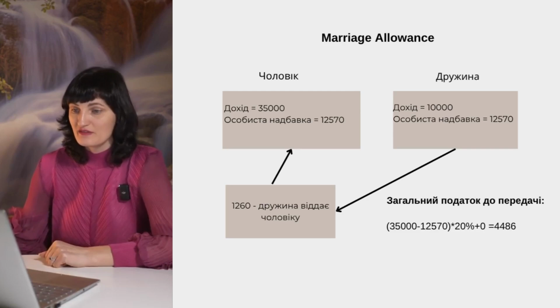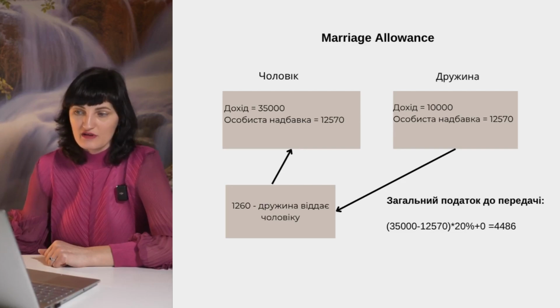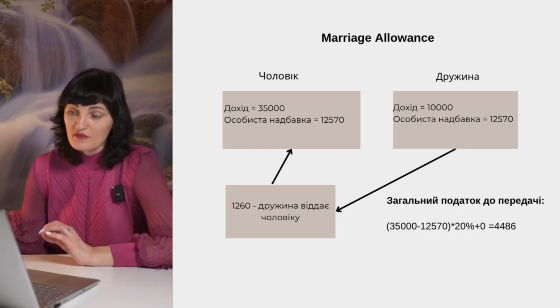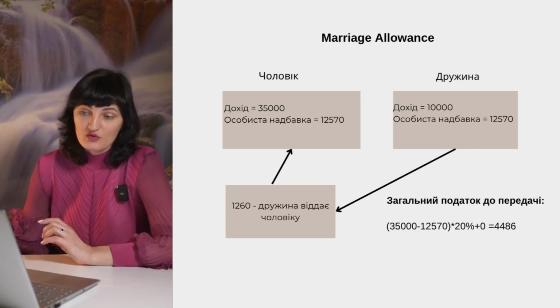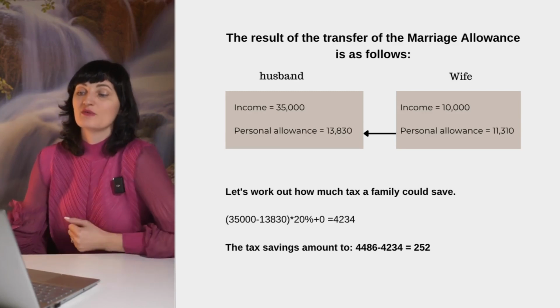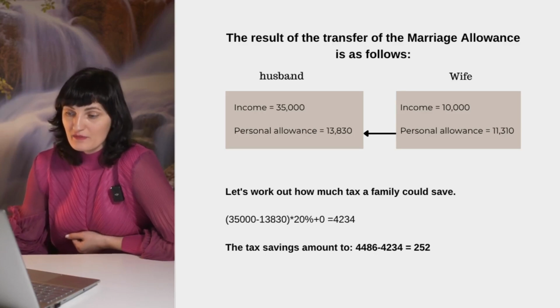In this case, we have a husband and a wife. The husband's income is £35,000. His personal allowance is £12,570. The wife, her income is £10,000, and her personal allowance is also £12,570. So, in this case, we see that the wife earns less than the personal allowance. Overall, the family's income tax that currently needs to be paid from this income is £4,486. But if the wife transfers £1,260 to her husband, then her personal allowance decreases to £11,310, while her husband's increases to £13,830, and the tax the family saves will be £252. So, thanks to this kind of transfer, we can also save on the family's taxes.